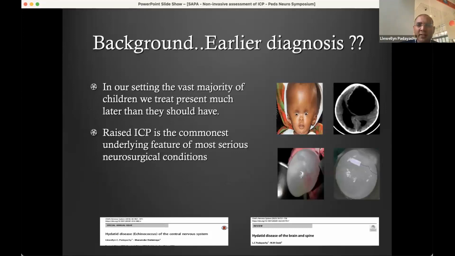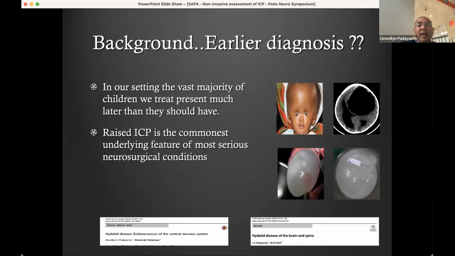So the background is, why would we look for a non-invasive technique like this? I've put both specifically the publications we were involved in, and highlight the fact that it's lovely to take out these huge, this was a hydatid cyst, and we're able to publish these as case reports and claim to have some of the largest removed intact cysts. But really the goal would be to diagnose these kids early. And I think a lot of you would agree with that.